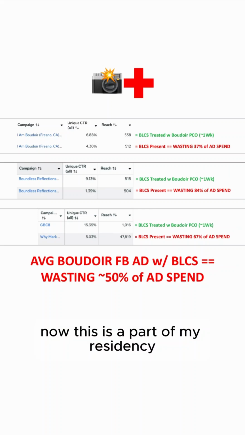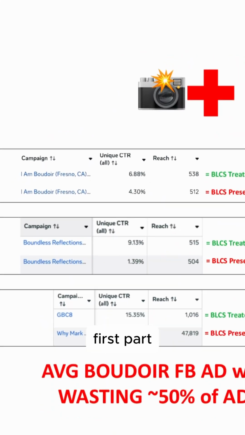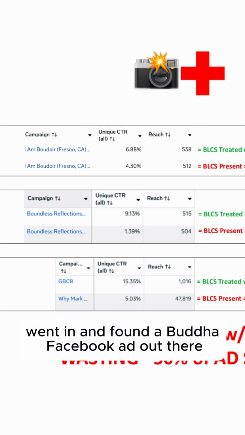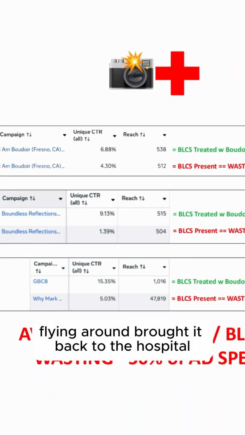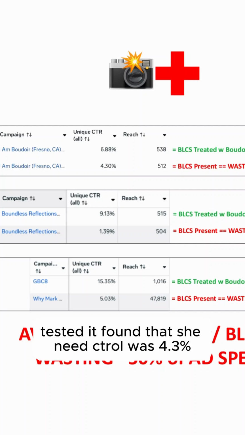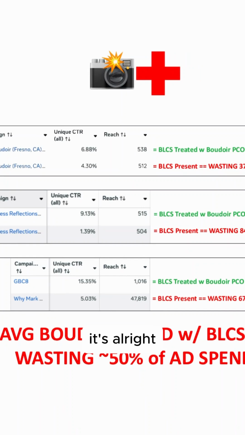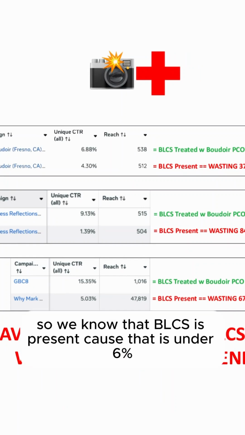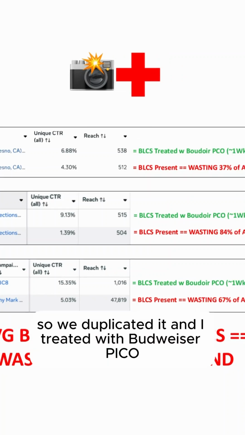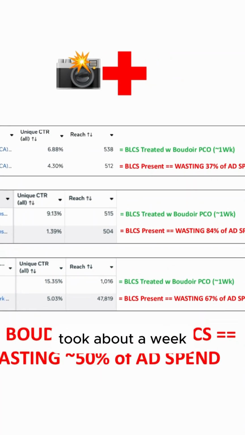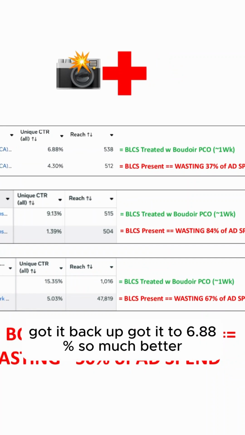Now, this was part of my residency. First part, I went in and found a Boudoir Facebook ad out there, flying around, brought it back to the hospital, tested it, and found its unique CTR was 4.3%. So we know that BLCS is present because that is under 6%. So we duplicated it, and I treated it with Boudoir Pico, took about a week, got it back up, and got it to 6.88%. So much better.